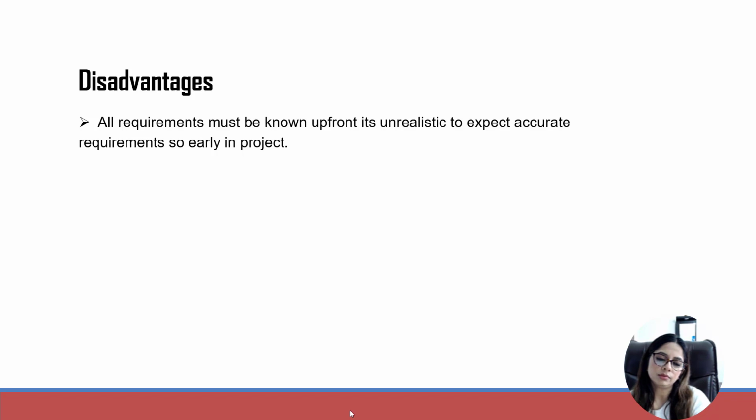Here we talked that the milestones should be very clear, the requirements should be well defined, and there are no changes allowed. Now, isn't it a very unrealistic situation to expect that all the requirements will be known upfront at the beginning of the project? There can be changes, there can be updates, and this model doesn't welcome changes. So that's a very big disadvantage of waterfall: it is not flexible, it is not agile, and it is very unrealistic to expect everything to be clear from the very beginning.